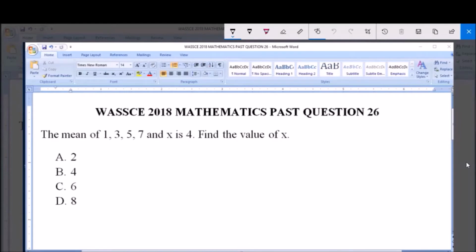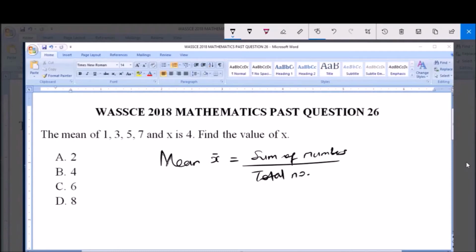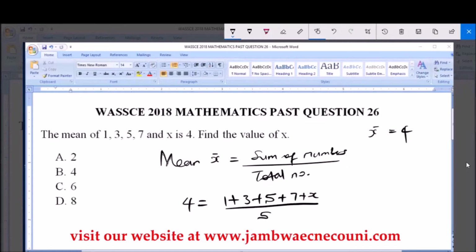Now, like we know, mean is equal to the sum of numbers or variables given all over the total number of these numbers, and it is stated that the mean is equal to 4. So therefore 4 is equal to 1 plus 3 plus 5 plus 7 plus x all over 5.